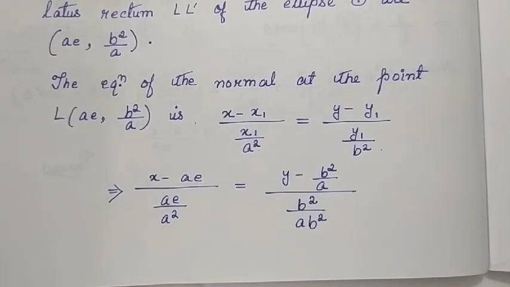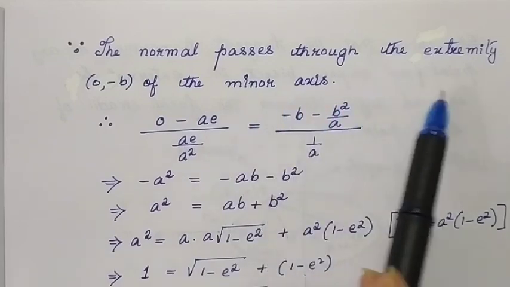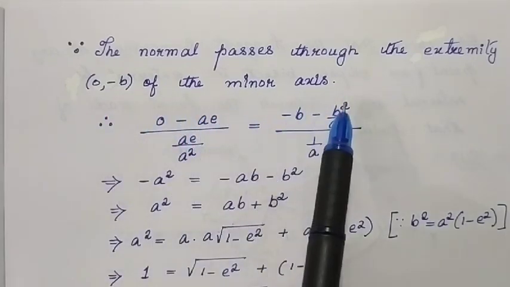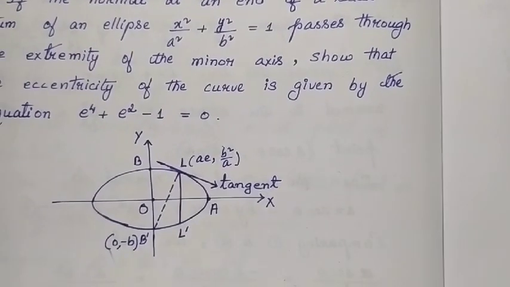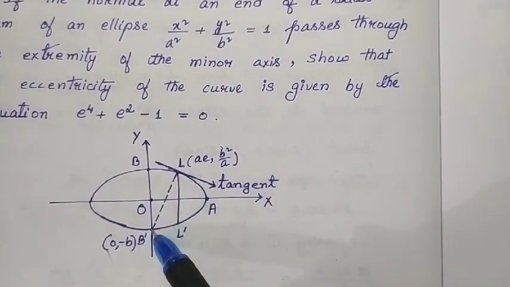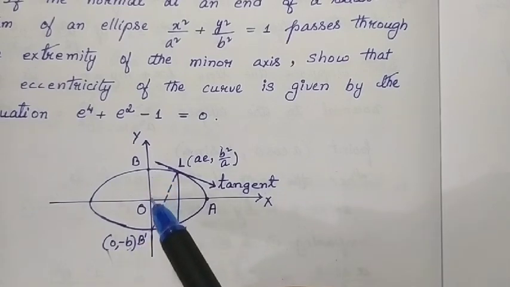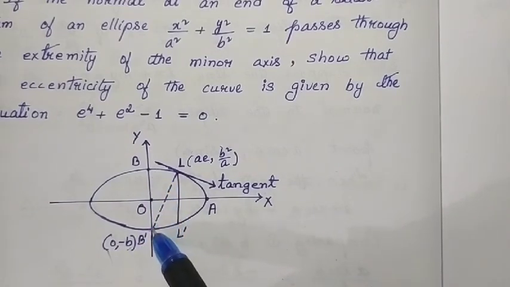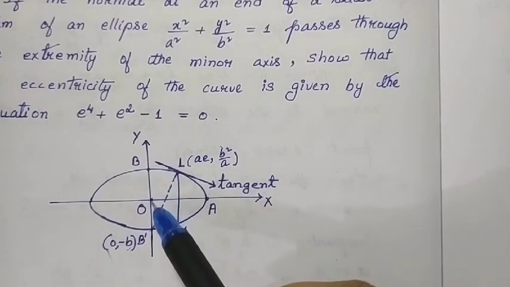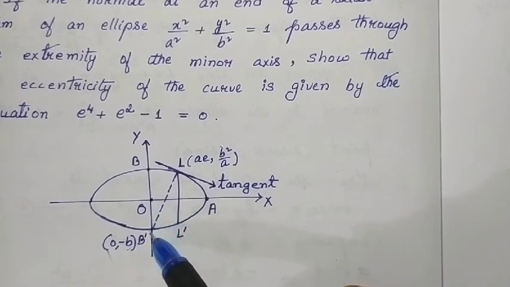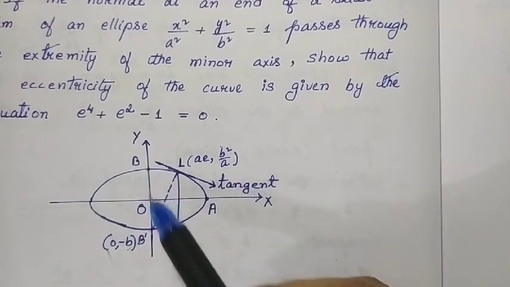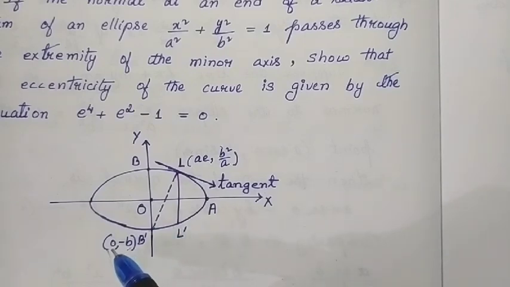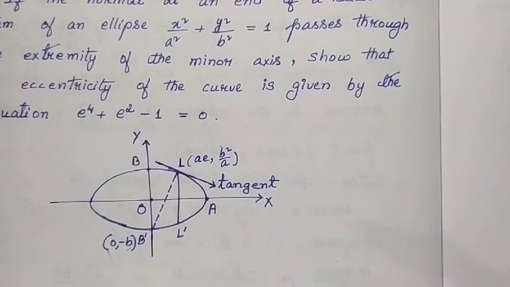Now the normal passes through the end of the minor axis. See the figure here, this normal is passing through this point. What is this point? This is on the minor axis. What was the length of the minor axis? Twice of b. That means from O it is b, and from O to b dash it is b. And this point will be our (0, minus b). Since this point lies on the y-axis, obviously our x will be 0 and our y is minus b.